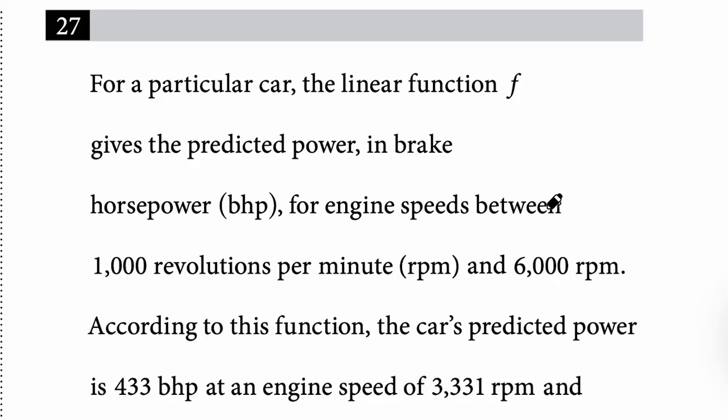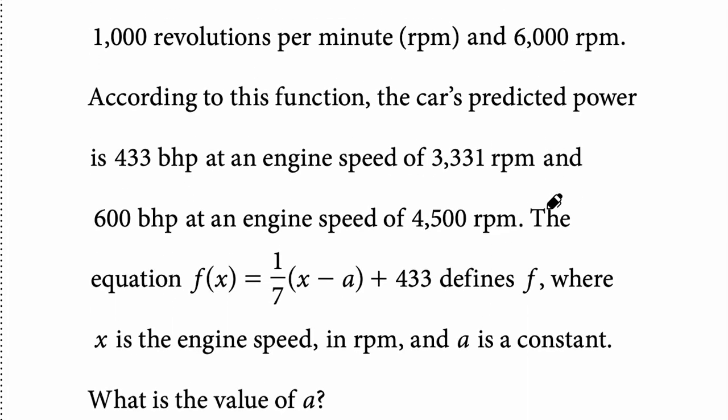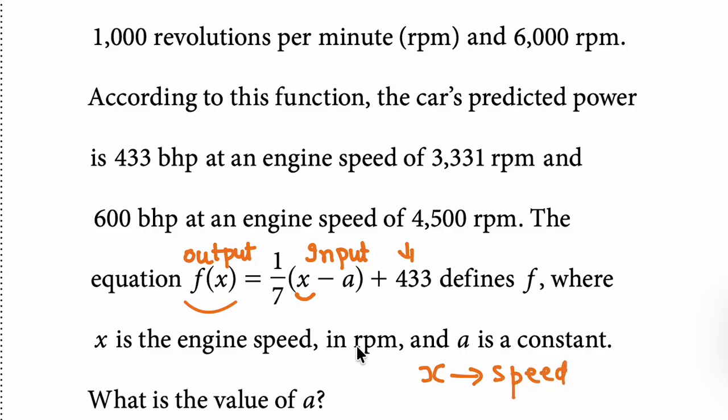For example, in our question, a linear equation is given to us, which is f(x), output y, and x the input, whatever the input is. So we have to find the output. What is the output in this question? And what is the input? And this is the initial value. It defines f, where x is the engine speed. X is the speed of the engine, in revolutions per minute. And a is a constant.